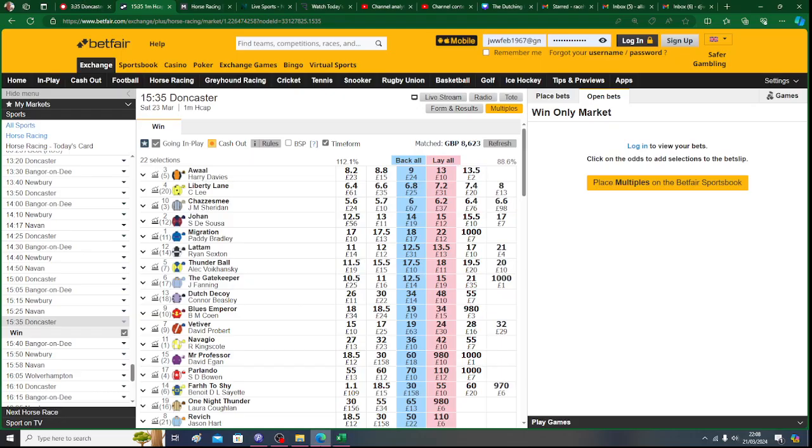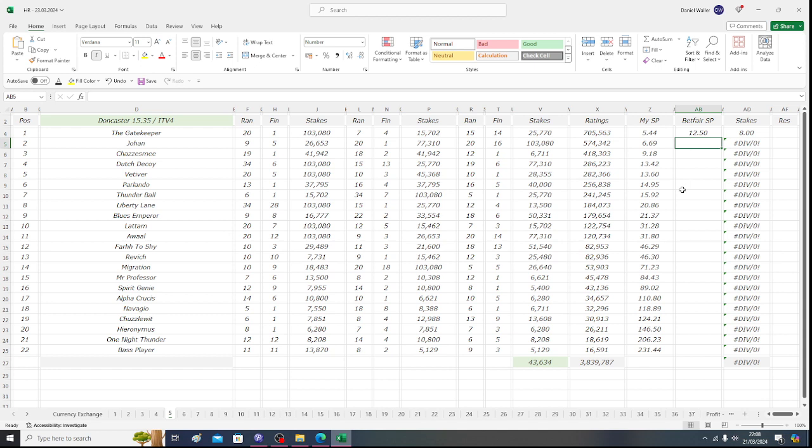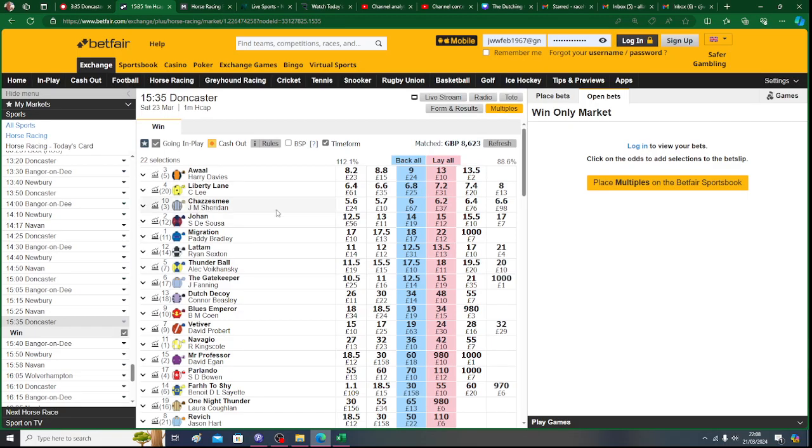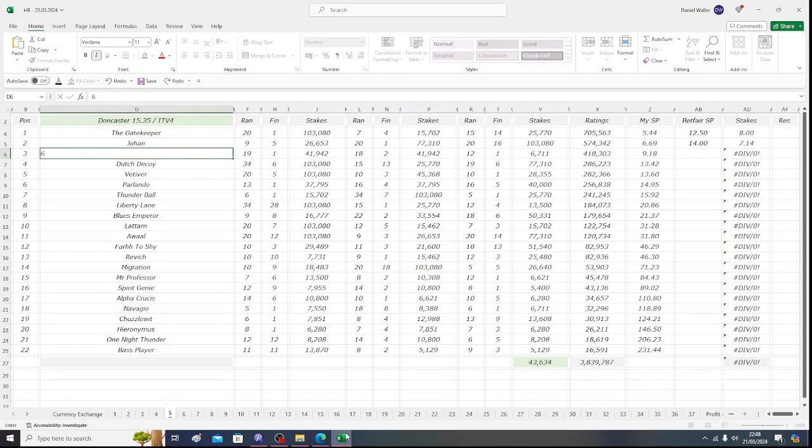So anyway, that's my number one, the Gatekeeper. Number two, I've got Johan. And Johan is currently trading with Betfair at 14. So that would require stakes of £7.14 to return £100. Number three, Chazami. And this one has got some good Irish form, but only seems to be trading at 6. Not sure it should be that low. And we would have to have £16.67 on this one to return £100.